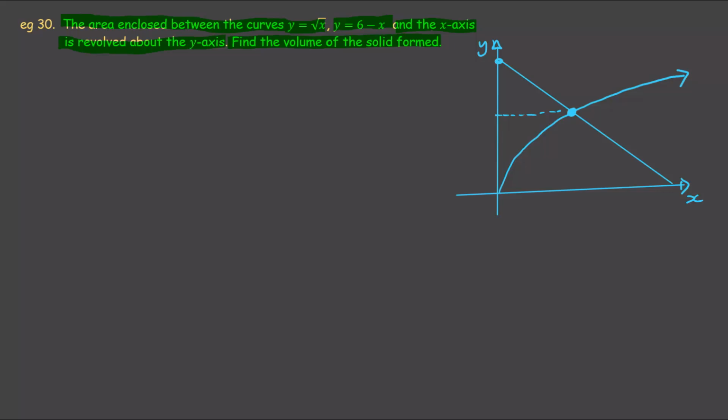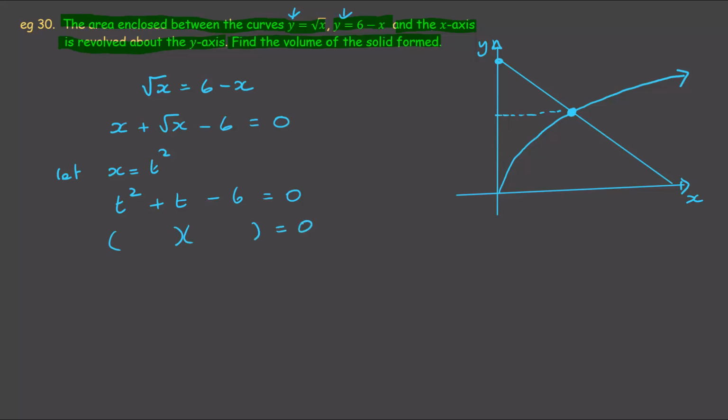So, we have root x is equal to 6 minus x. That's because both of these say y equals, so let's put them equal to each other. So that gives me x plus root x, take away 6 is equal to 0. So let's let x be equal to t squared. That then becomes t squared plus t, take away 6, is equal to 0. So we can factorize this quadratic. It's going to be t plus 3, t take away 2.